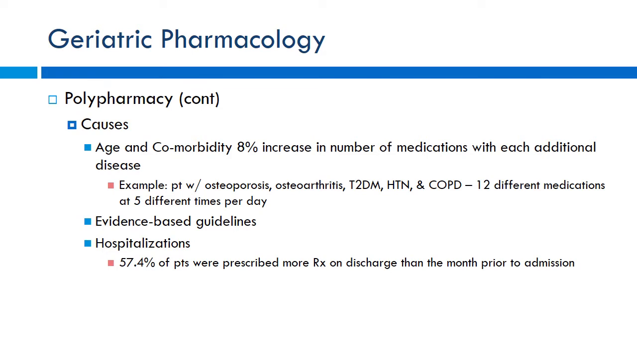So again, looking at age and comorbidity, there's about an 8% increase in the number of medications with every additional disease state. So for example, a patient with osteoporosis, osteoarthritis, type 2 diabetes, hypertension, and COPD can be on 12 different medications, no problem, 5 different times per day. Okay. Again, you'll find that changes occur over time as far as evidence-based guidelines, but usually they end up, in a lot of cases, adding more drugs rather than taking them away as far as recommendations go.